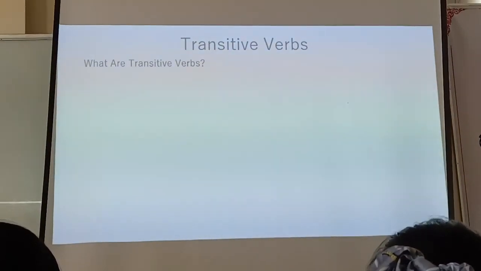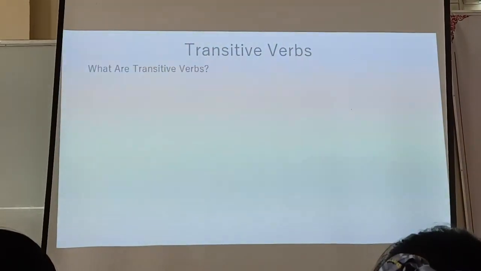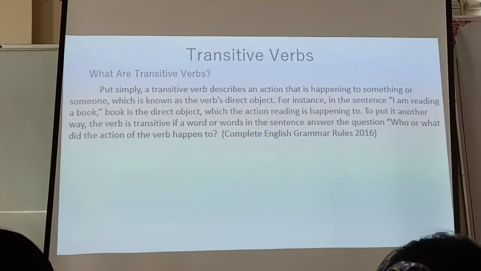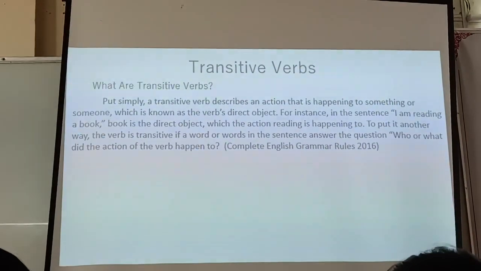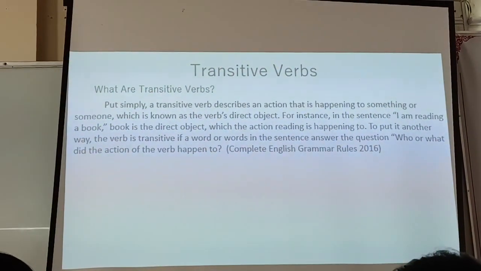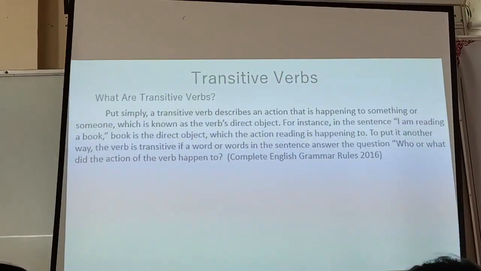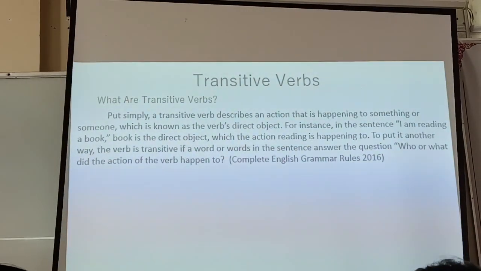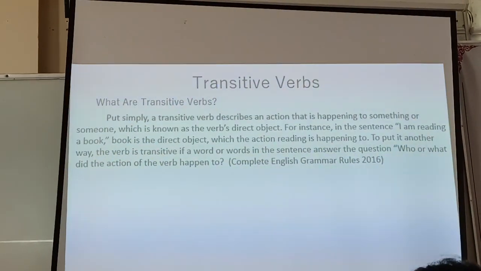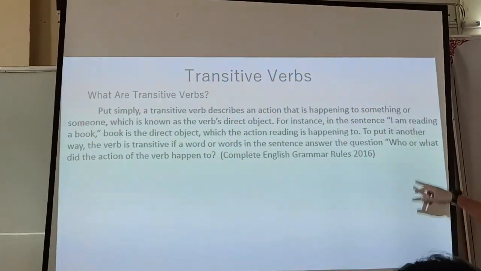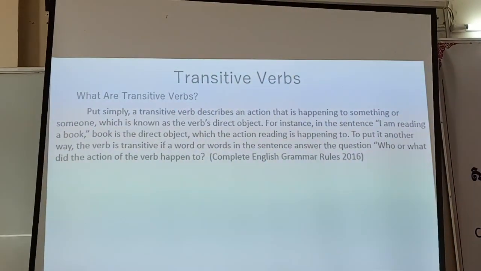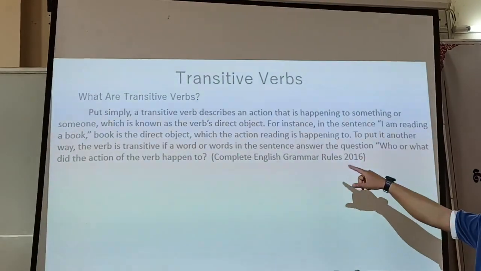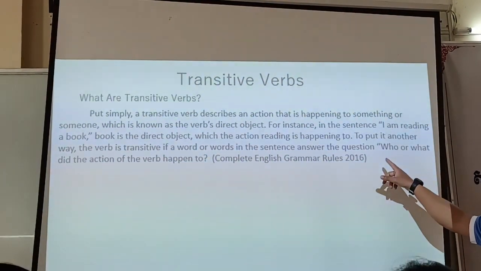So what are transitive verbs, everyone? In a simple way, a transitive verb is a verb that describes an action that is happening to someone or something, which is known as the direct object. For instance, in the sentence, I'm reading a book, the book is the direct object, which the action of reading happens to.